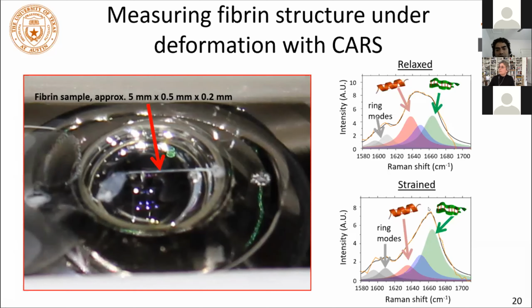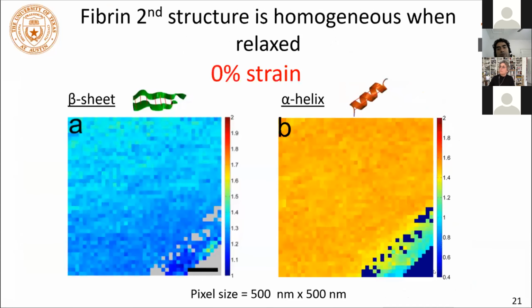And so if you do this spectral decomposition that I'm showing here with all these different peaks, and you do this over a whole bunch of different positions in the sample, at 0% strain, if we don't strain it, you see mostly that it is helical and uniform. The percentages aren't really that important, but what's important is that it's relatively uniform here and relatively uniform here. What's happening at the edges is that this is part of the sample that's on the very edge, not necessarily very well attached, and has been pre-strained in the way that we mount the samples. And so the bulk is actually kind of uniform in the two cases.